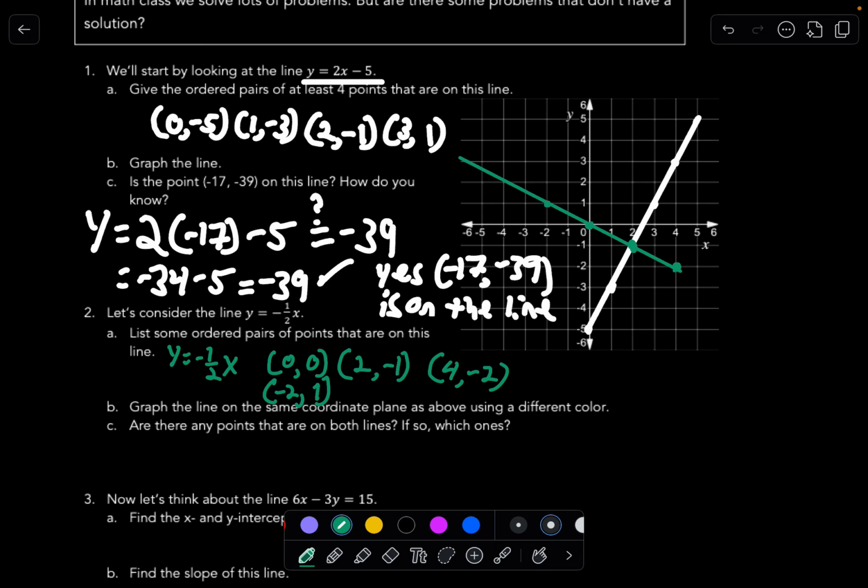When you were kids, I'm sure that was one of your favorite things to do. And you have these two lines. And these two lines cross at exactly 1 point. Are there any points that are on both lines? If so, which ones? Yes. The point (2, -1) is on both lines.